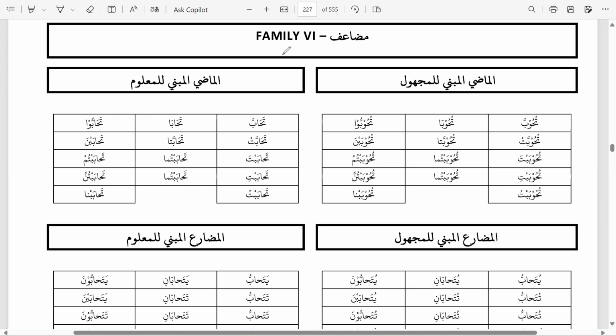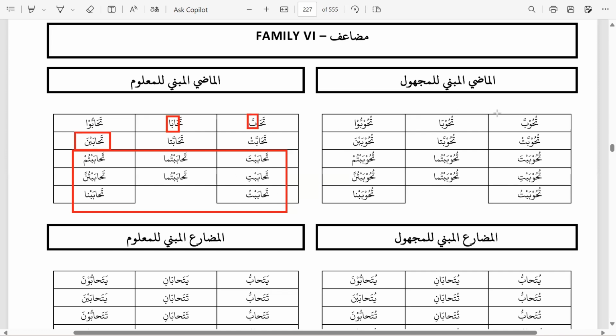Okay. So family 6. In family 6, we have tahabba, huwa tahabba. So you can see shadda over here. From huwa to huma, feminine huma, you have fusion. But at hunna, it becomes tahababna, and the rest of the Sarf Kabeer follows the same pattern, like separation of the second and third letter.